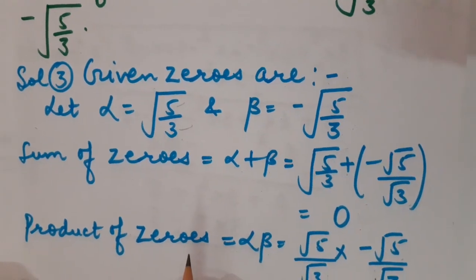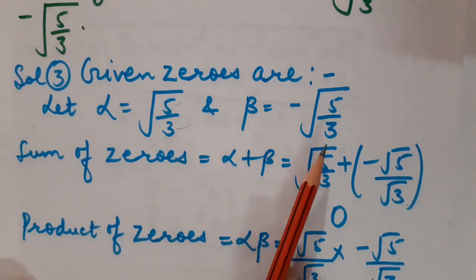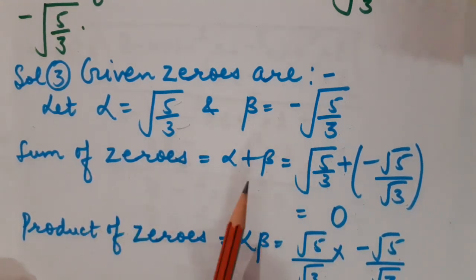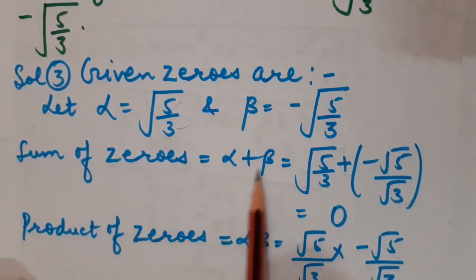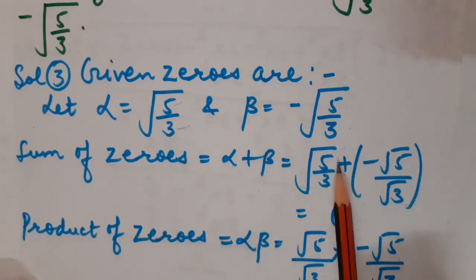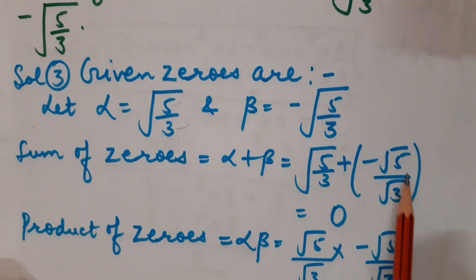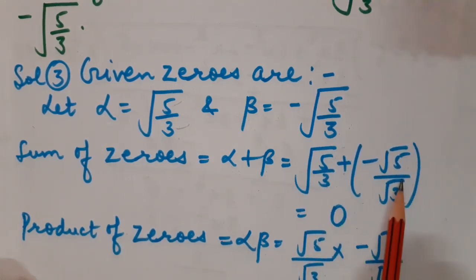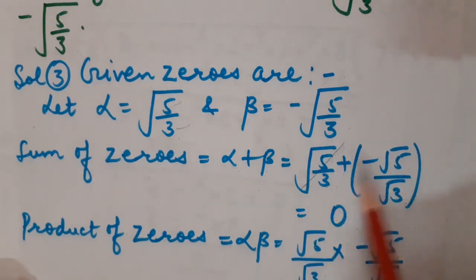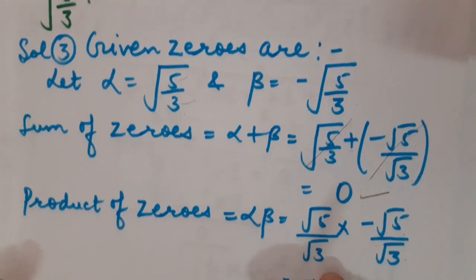Correct? So what you have to do? You have to first of all find a quadratic polynomial using both of these zeros. For that, children, I have explained what is to be done. First of all, you have to calculate the sum of the zeros, that is alpha plus beta. What is alpha? Root 5 by root 3, plus what is beta? Minus root 5 by root 3. They both are the same values with a different sign, so definitely they are going to cancel. So what I have got as sum is 0.